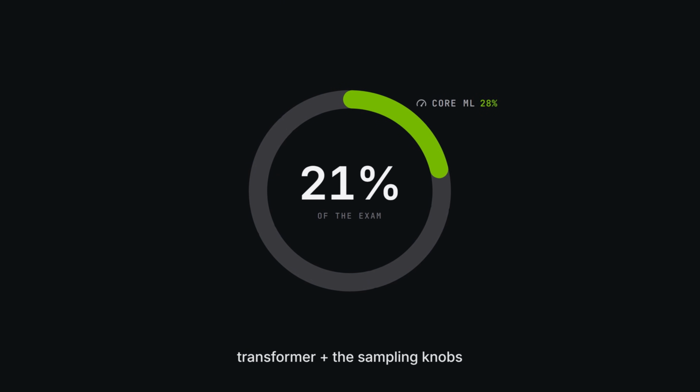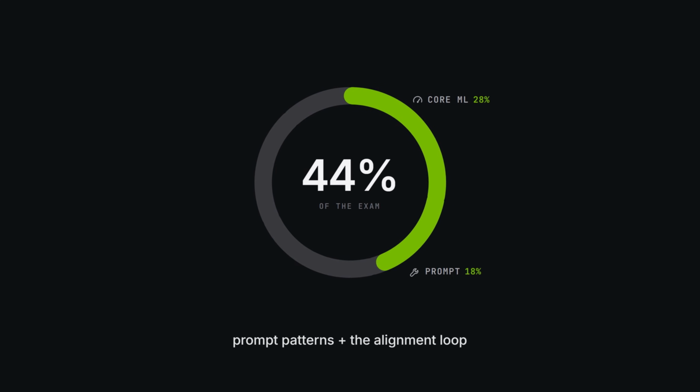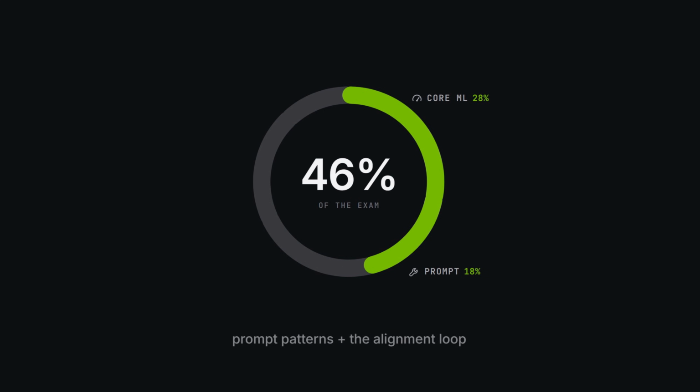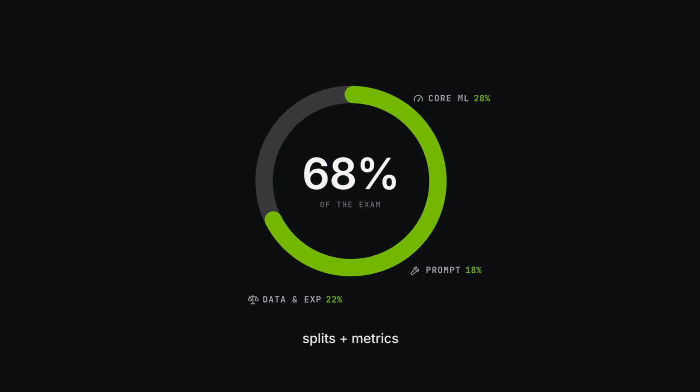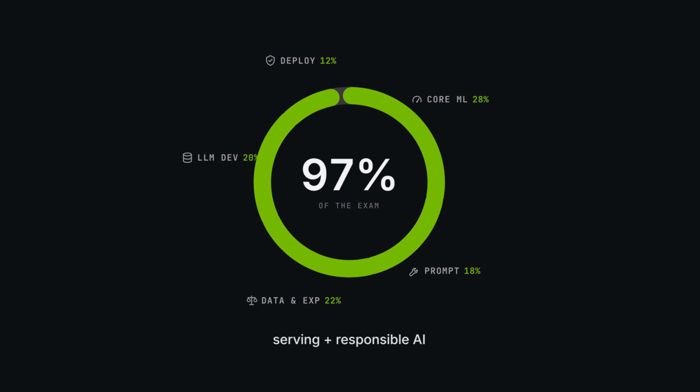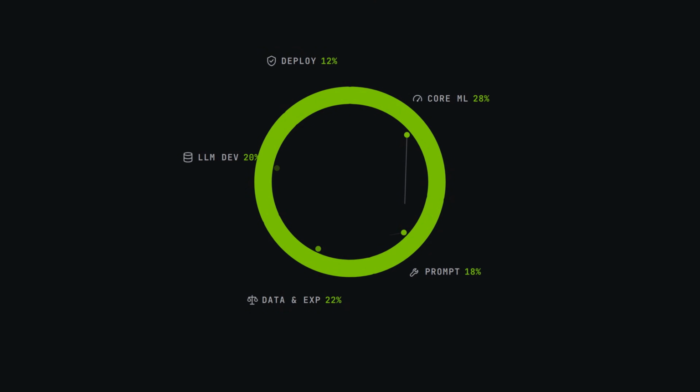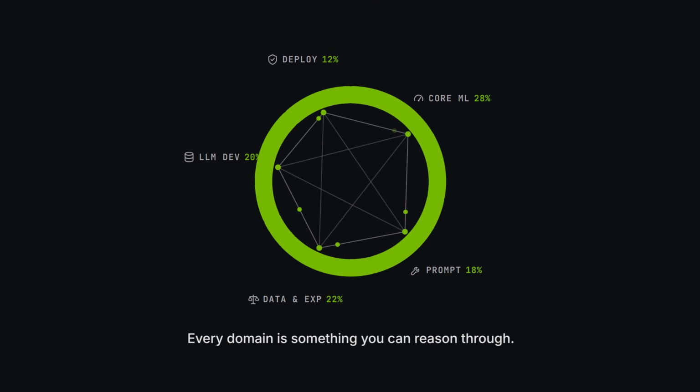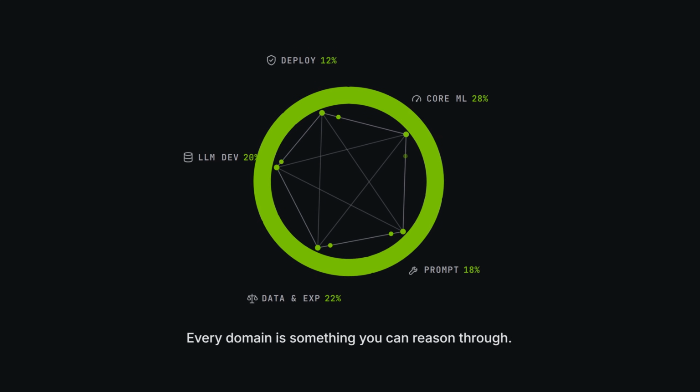So here is the whole exam in one breath. The transformer and sampling knobs in Core ML and AI fundamentals, the prompt patterns and alignment loop in prompt engineering, the splits and metrics of data and experimentation, the RAG stack in LLM software development, and serving with responsible AI in deployment and trustworthy AI. 5 domains, and every one of them is something you can actually reason through once you have seen how the pieces connect. Now go turn that understanding into reps.